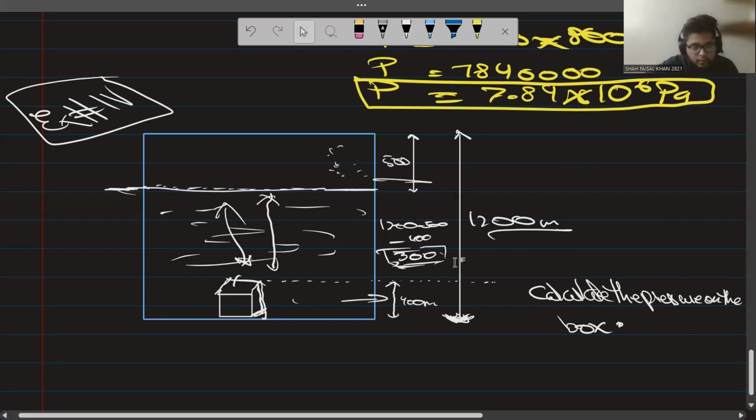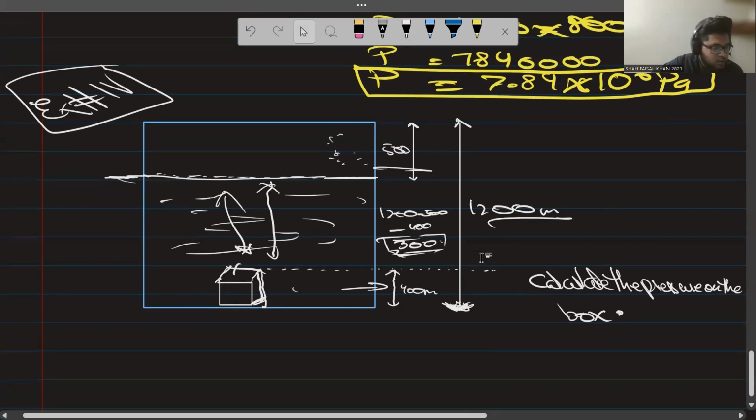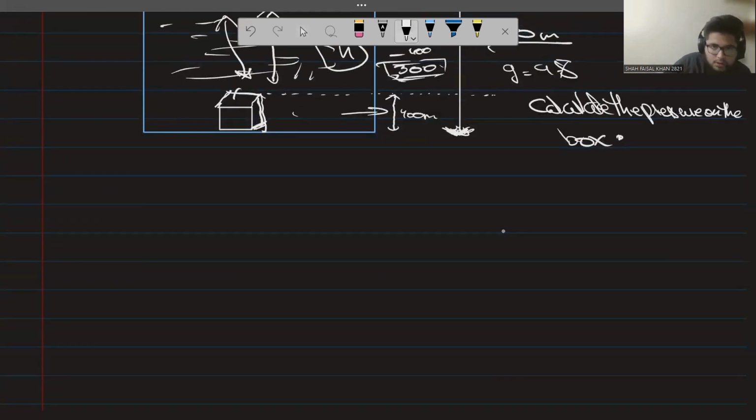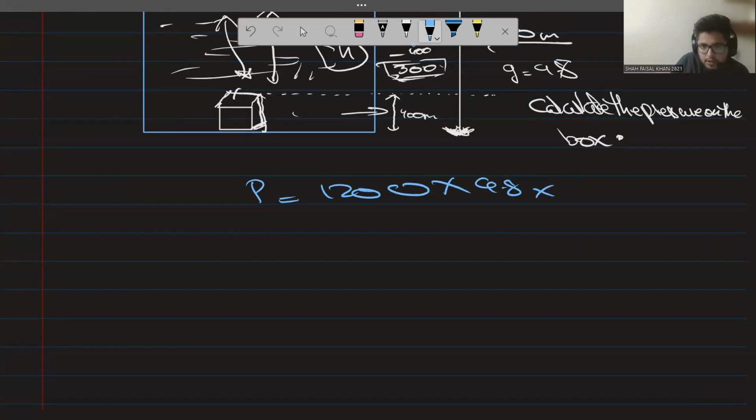For this, we know what the rho is. The rho is also provided, which is 1200. And this is the 300 depth, and the gravitational acceleration is 9.8. So let's put the values in the equation: P is equal to rho, which is 1200, times 9.8 times 300.